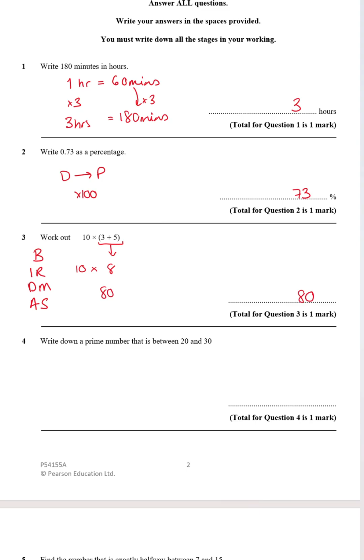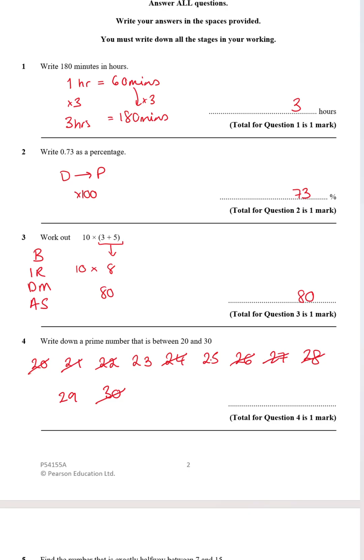A prime number between 20 and 30. The easiest way to do this is to write down all the numbers first of all between 20 and 30, like so. I would then cross out all the even numbers, so all the multiples of 2. I would cross out all the multiples of 3. 24 has already been crossed out.